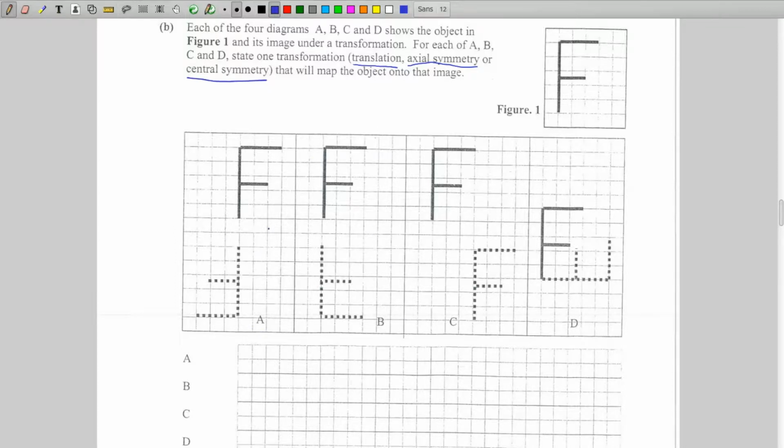So what do we have in each case? Well, in part A, it looks to me like it's been rotated. If you put a mirror down, say, then it's not going to be reflected exactly. If you try and move the F, it's not going to be upside down and flip left to right as it is. So the only one that can be is central symmetry.